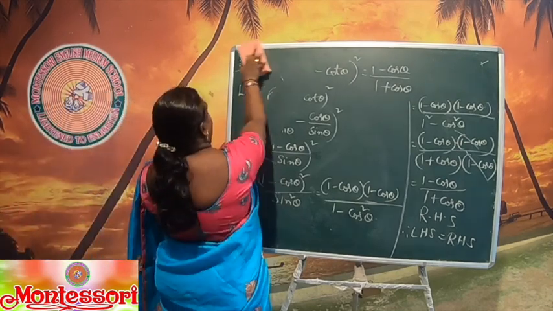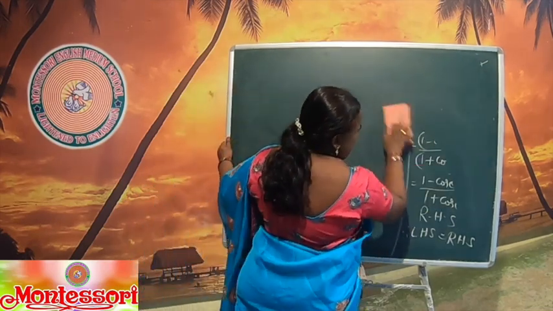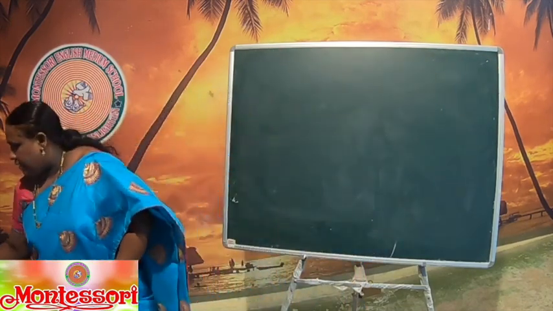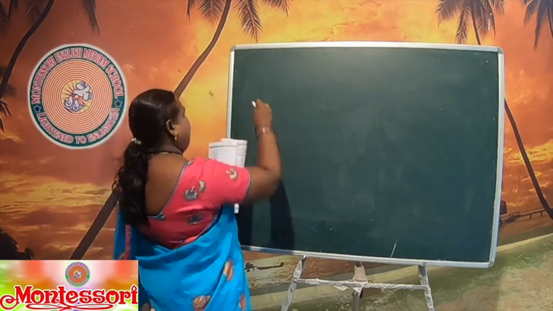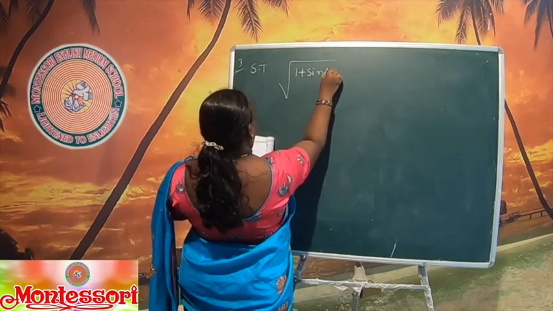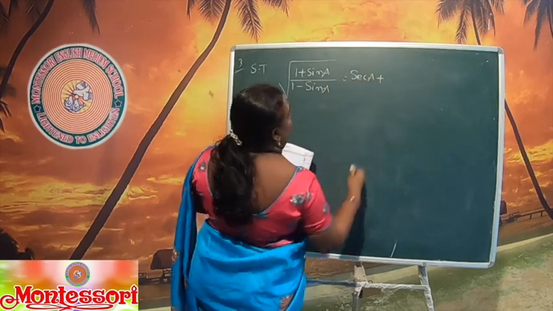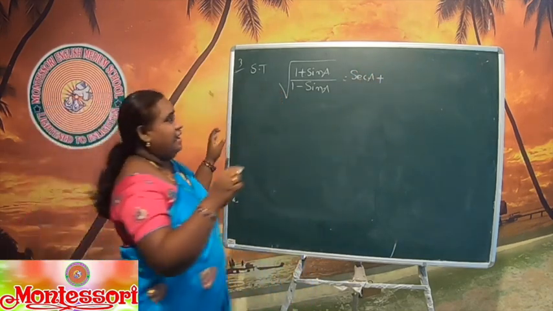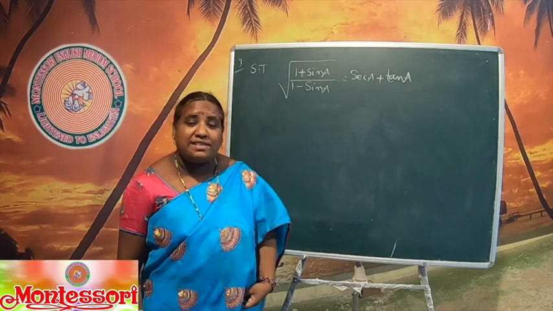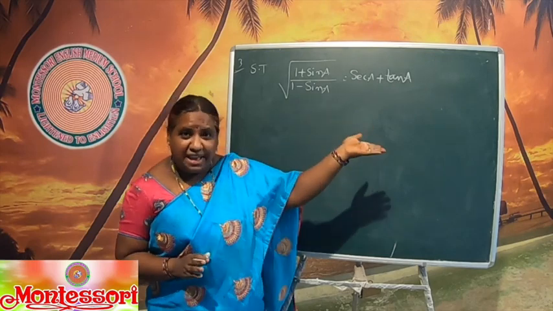Next sum, we will go to the next sum. The third sum, again a show-that problem. Show that the square root of (1 plus sin A) by (1 minus sin A) is equal to sec A plus tan A. Okay, a square root is given here. They give this value and you have to show it equals sec A plus tan A.